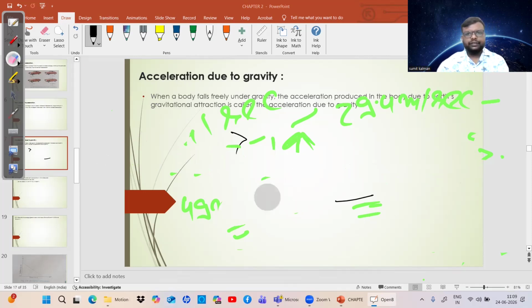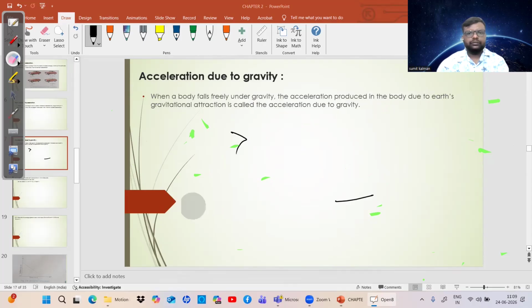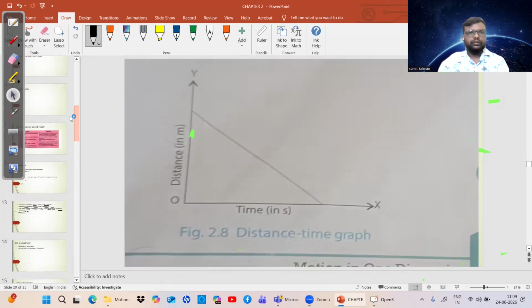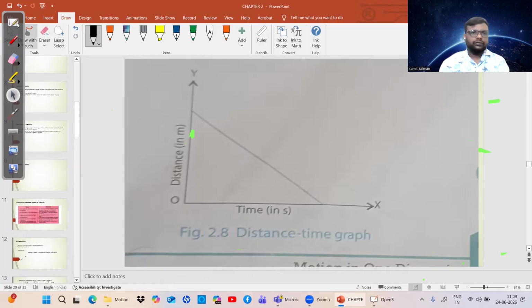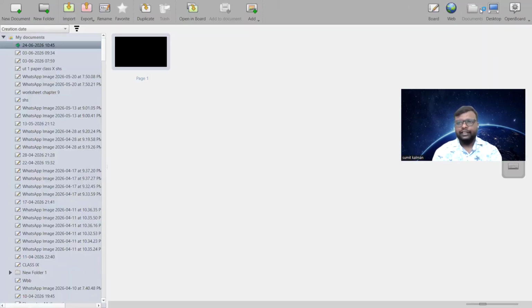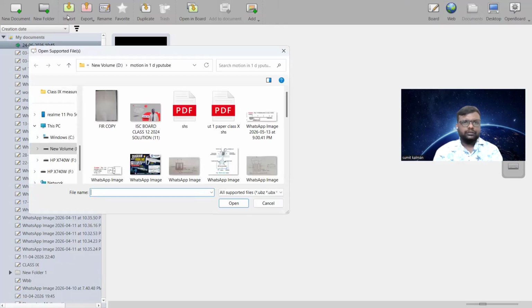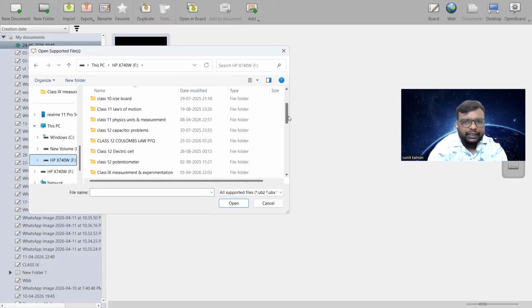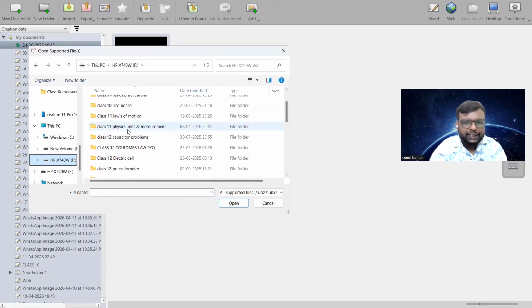Now, friends, next we will go for some numerical problems. So let me upload that file. So this was all about acceleration. Next, we will go for some problems based on velocity, acceleration, speed, distance.